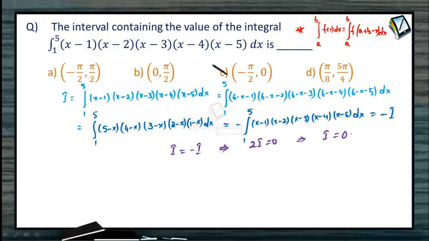And which of these following intervals would contain this I value as 0? Yes, as the second integral is between open interval 0 to pi by 2, I cannot be there in this. As the third case has minus pi by 2 to 0, but it is an open interval, 0 is not included here. As the last interval starts from pi by 8, 0 is not included. So the only interval which contains the 0 value is the option A.